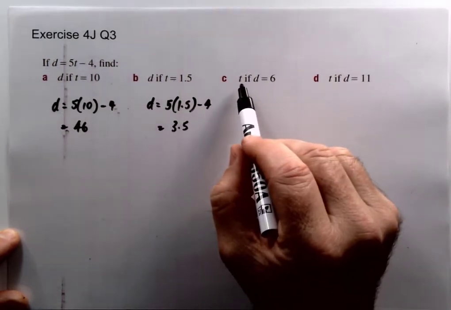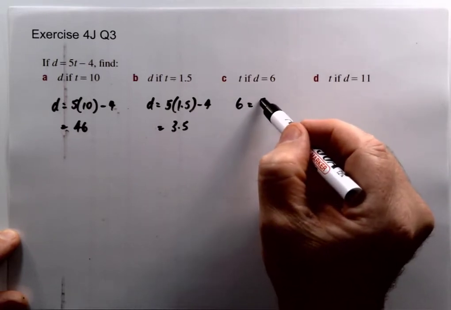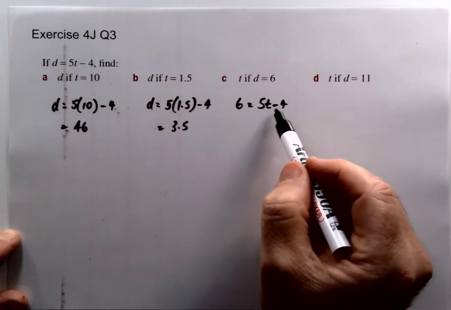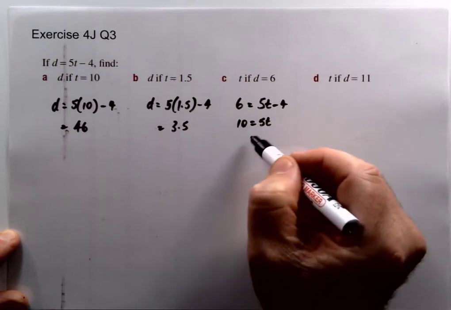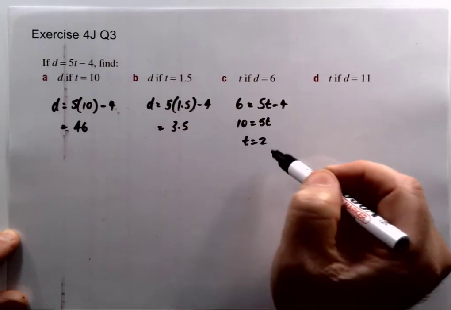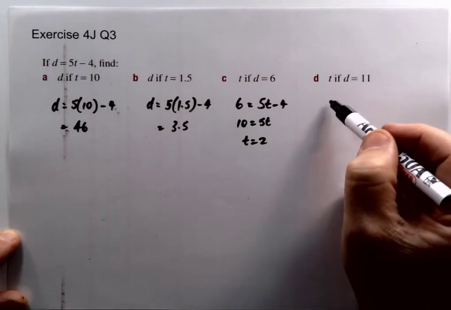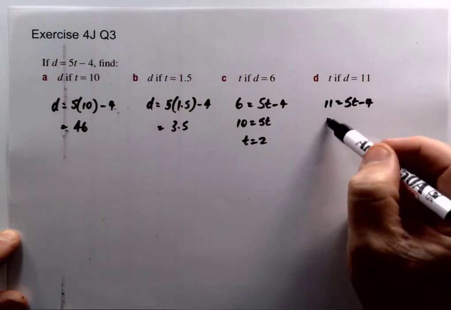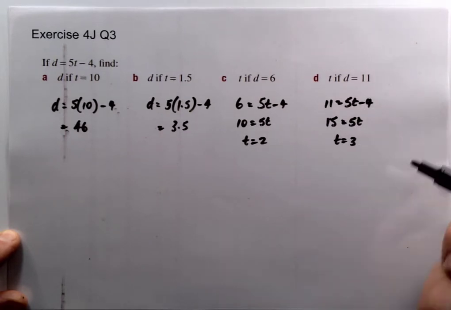This time we've got to find t if d is equal to 6. So we start by saying 6 is equal to 5t minus 4, and we solve that equation. So we'll add the 4 to the other side, divide both sides by 5, and we'll get t is equal to 2. Okay, similarly if d is equal to 11, we solve this equation here, add the 4 to the other side, divide by 5 to get our answer.